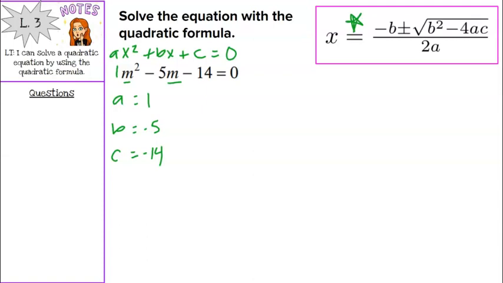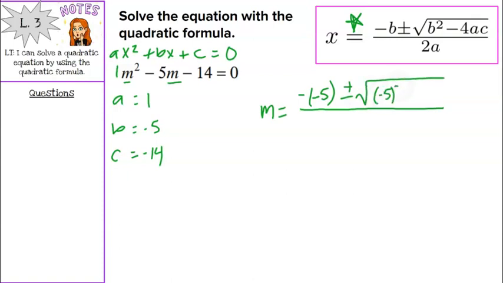evaluate the equation. In this case, instead of x equals, it would be m equals, because it's the variable m. And then we have the opposite of b, which is negative 5. Every time you replace a variable with its number, you do have to put it in parentheses. Plus or minus the square root of b squared, so we're going to do negative 5 squared, again putting it in parentheses, minus 4 times a, which is 1, and times c, which is negative 14.